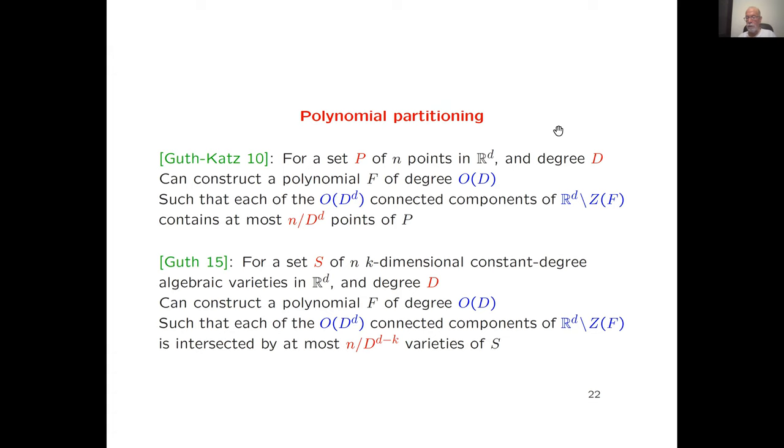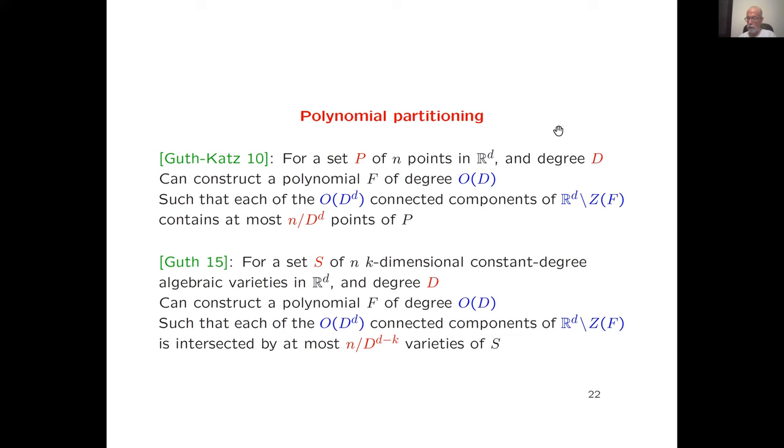The two bounds, it is fairly easy to see, you need a little bit of algebraic geometry, that this is always true no matter which polynomial you use on average. This is the average number of containments or intersections per cell. But those two results are very powerful because they guarantee a worst case, so to speak. Every cell contains or is intersected by no more than this number of points or varieties.